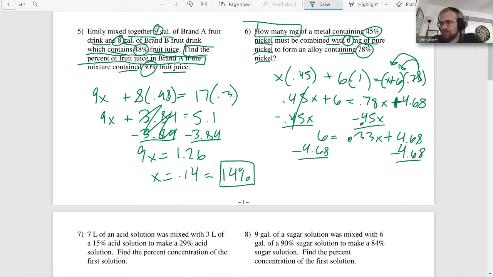4.68. If you are going to subtract decimals by hand, you have to line up the decimals. Fun fact.